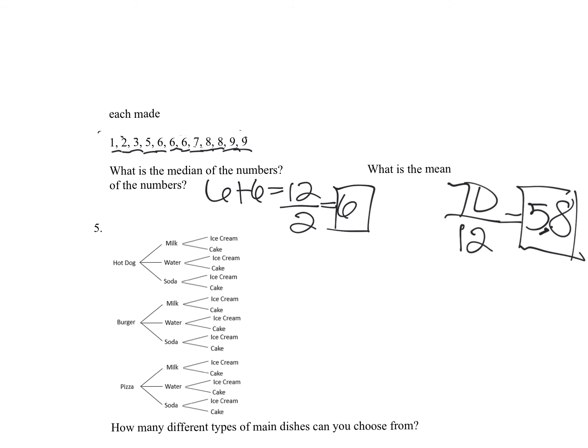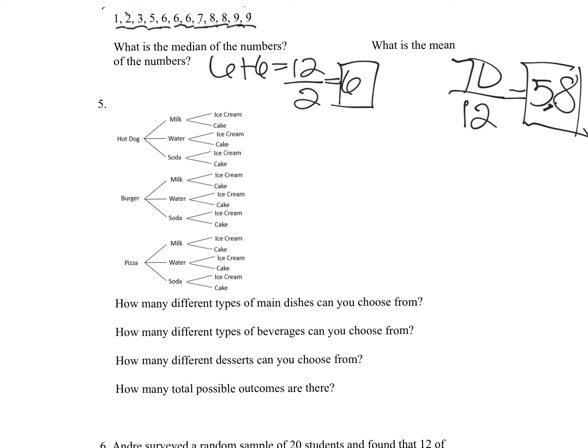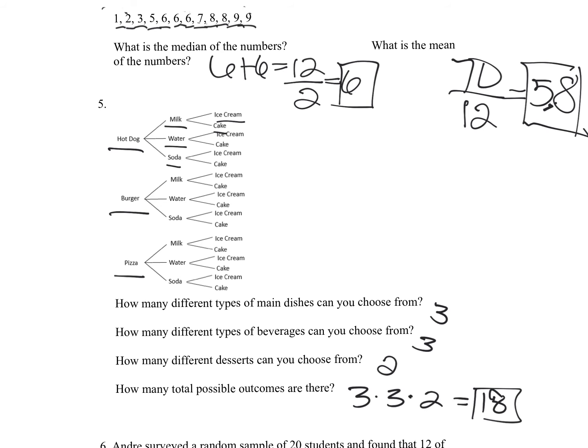All right, number 5. So it gives me a tree diagram here, and it says, how many different types of main dishes can you choose from? Well, the main dishes, we have hot dogs, burgers, and pizzas. So that's 3. How many different beverages? Milk, water, soda. That's 3 more. How many desserts? Ice cream or cake. So that's only 2. So how many different possible outcomes are there? Well, we just take all the 3 numbers we got and multiply them together. So we're going to go 3 times 3 times 2. 3 times 3 is 9. 9 times 2 is 18. So that's number 5.